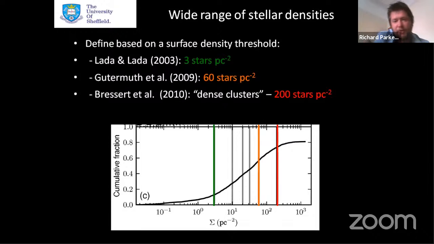The graph that I'm showing here is the cumulative distribution of the stellar density around young stellar objects in the nearest star-forming regions to the sun, so within about 500 parsecs.